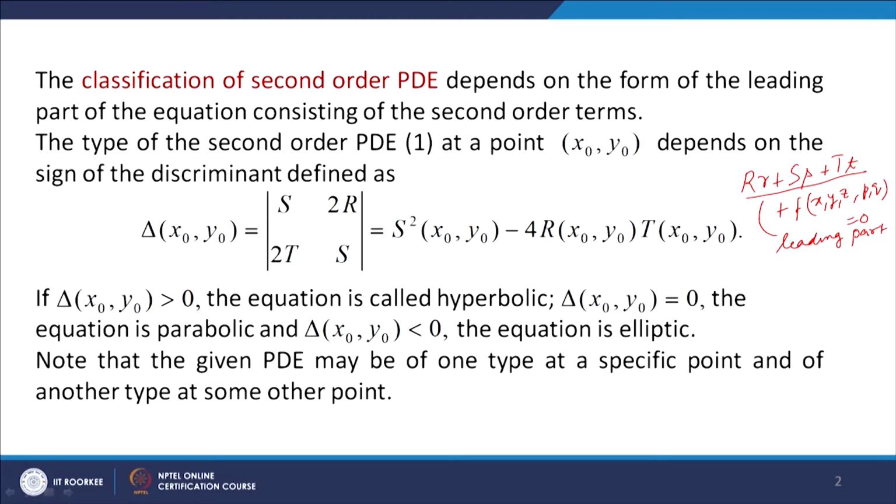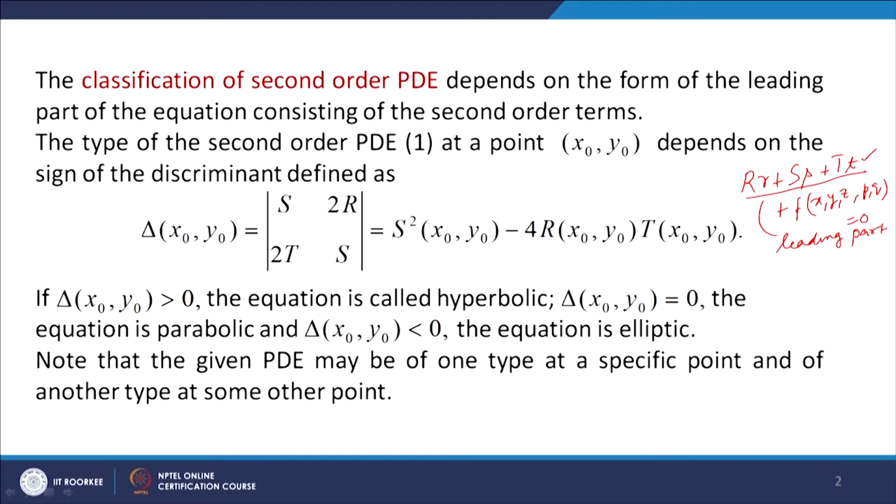So, the classification of second order PDE depends on the form of this Rr plus Ss plus Tt, which is known as the leading part or the principal part of the second order PDE. Now, the type of second order PDE at a point (x0, y0) depends on the sign of the discriminant, defined as delta at (x0, y0) equal to S square minus 4RT at the point. So, we calculate the values of S, R and T at the point (x0, y0) and then determine S square minus 4RT at that point. If this is greater than 0, then the equation will be called hyperbolic, if this is equal to 0 we call it parabolic, and if this is less than 0 we call it elliptic.